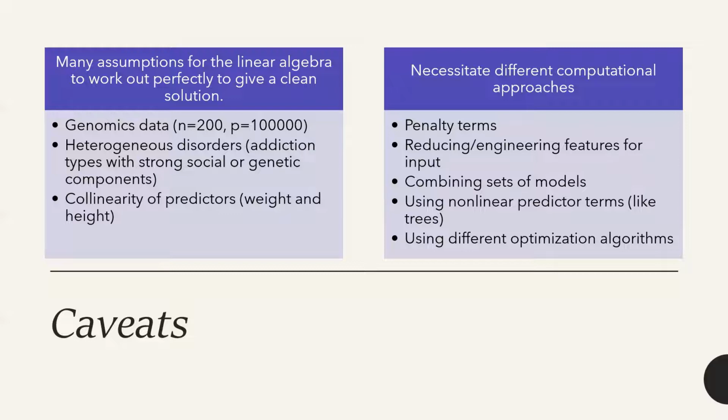We might also want to look at something that's nonlinear. So regression trees, classification trees, these allow us to have nonlinear predictor terms by having interactions as you go down the tree. It's also possible to use different optimization algorithms. There are a lot of these, and we'll go over a little bit about optimization later in this talk.